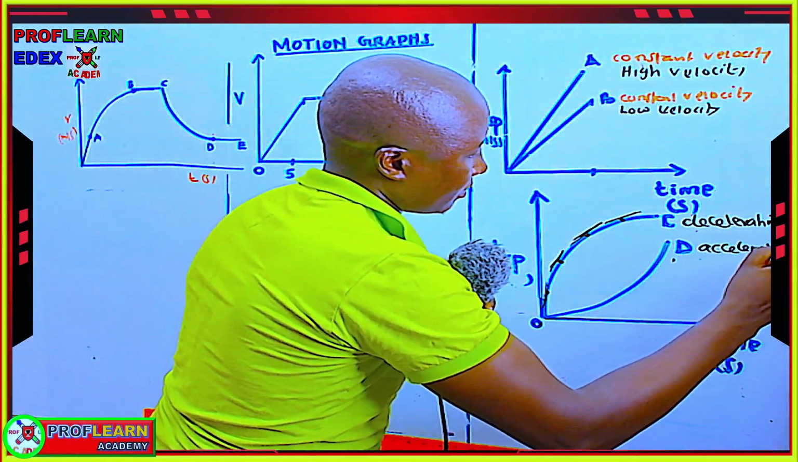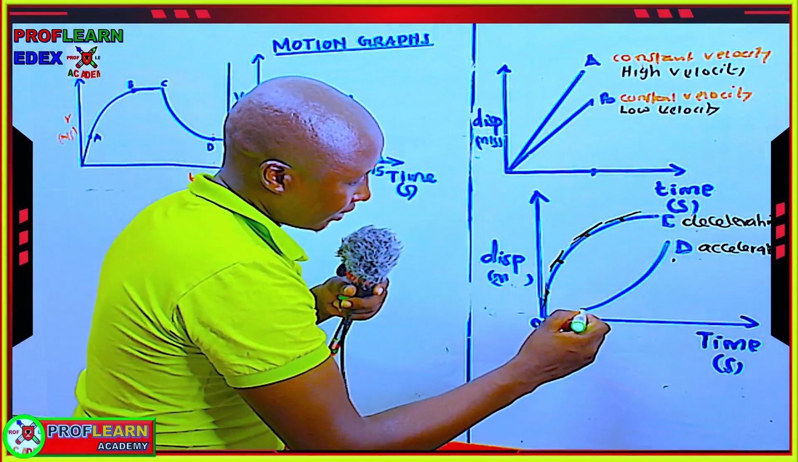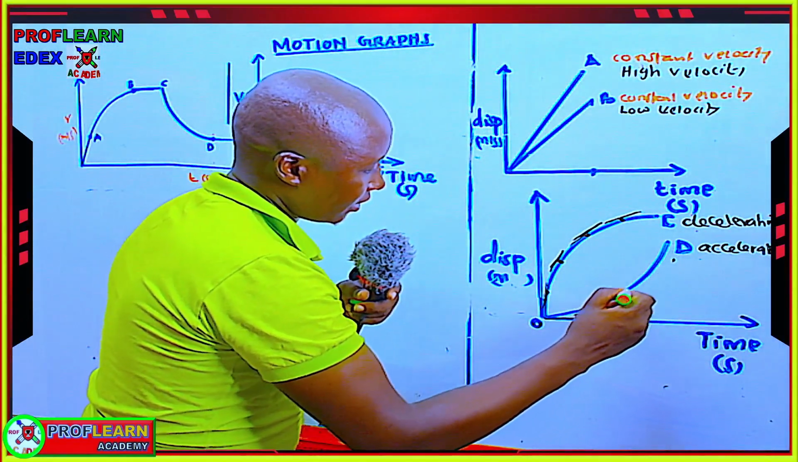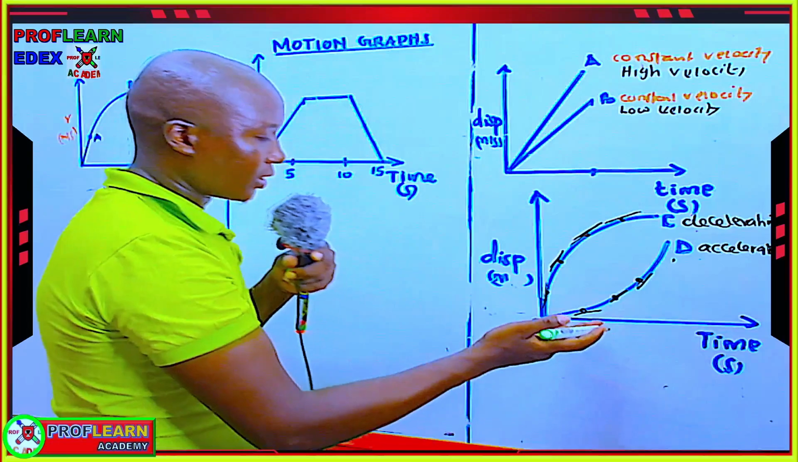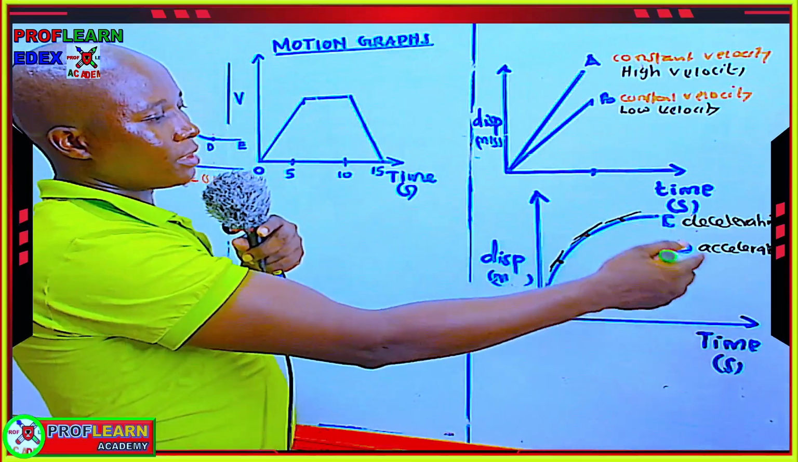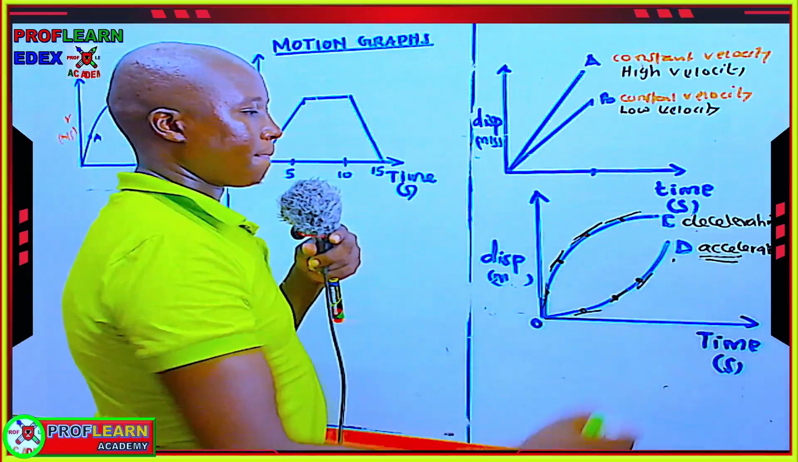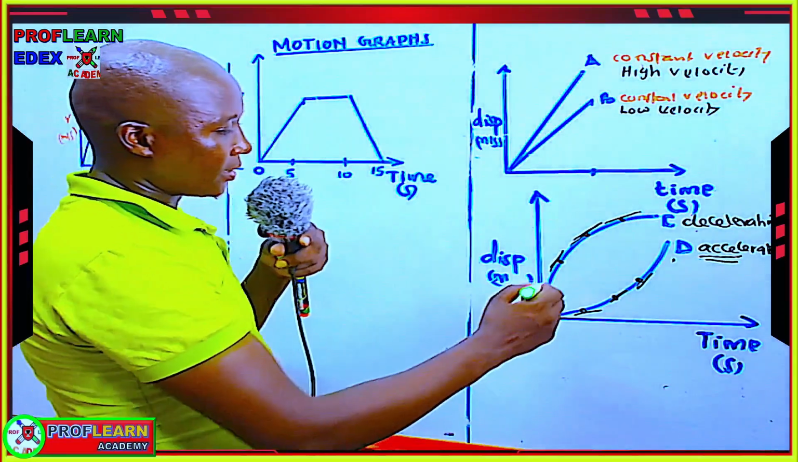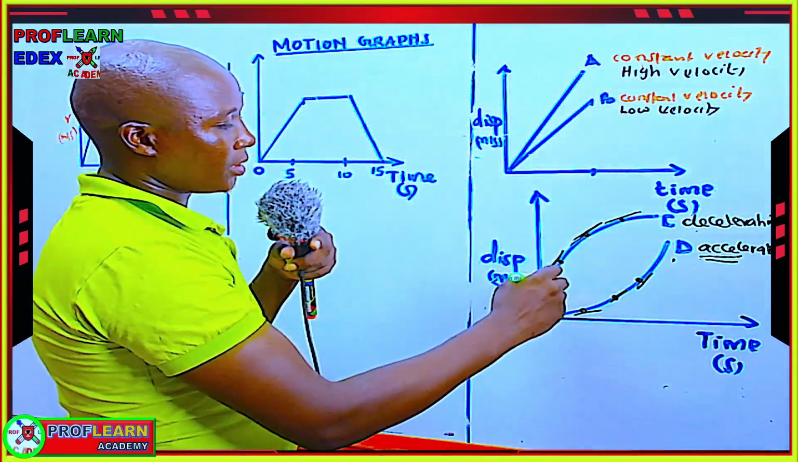If we are working out a deceleration, remember here the object is decelerating, so the gradient here is going to be negative. From 10 to 15, the rise is negative 10 over the run, and 10 to 15 is actually 5, so this is negative 2 meters per second squared, meaning the object is decelerating.